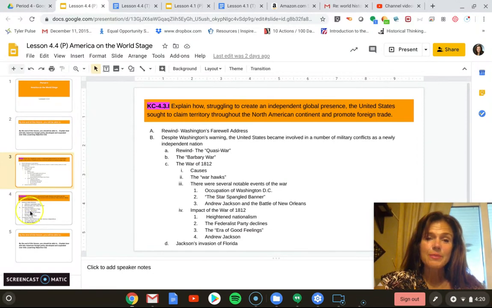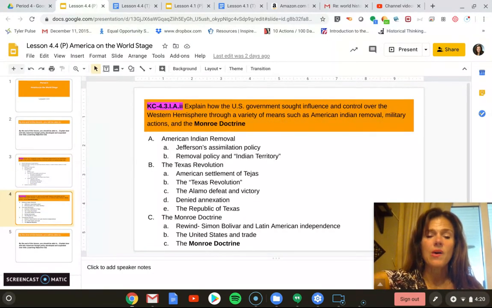Next key concept, we continue on. This is about how we seek influence in the world and on this global stage. First, we look at the idea of moving Native Americans and what to do with them. Under President Thomas Jefferson, he seeks to assimilate them. He seeks to bring them into the fold.